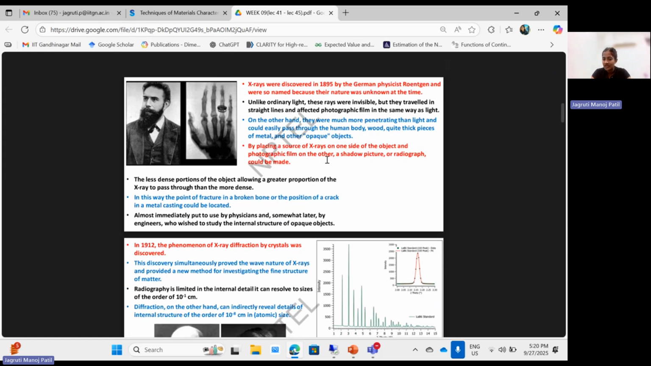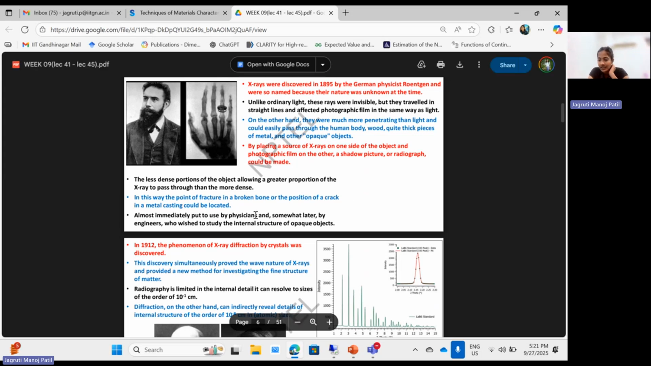By placing the source of X-rays on one side of the object and a film on the other side, you can directly project it, and hence you can see how that radiograph has been made. The less dense portions of the object allow a greater proportion of X-rays to pass through. That means it has not attenuated enough, it has not lost enough, so you get almost all of the energy, compared to a more dense material, which will have some absorption also. In this way, the point of fracture in a broken bone, or the position of a crack in a metal, can be located, because you have differences in the medium, which will give you an impedance mismatch.